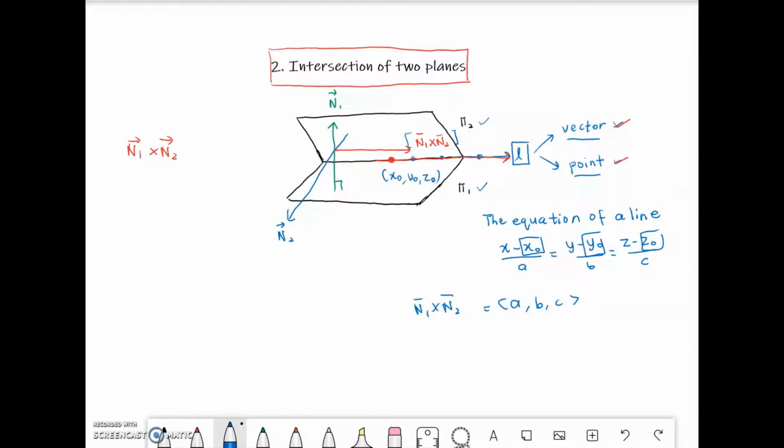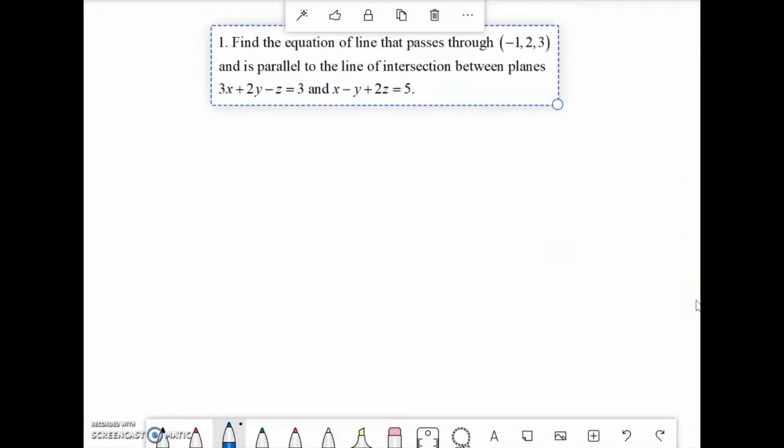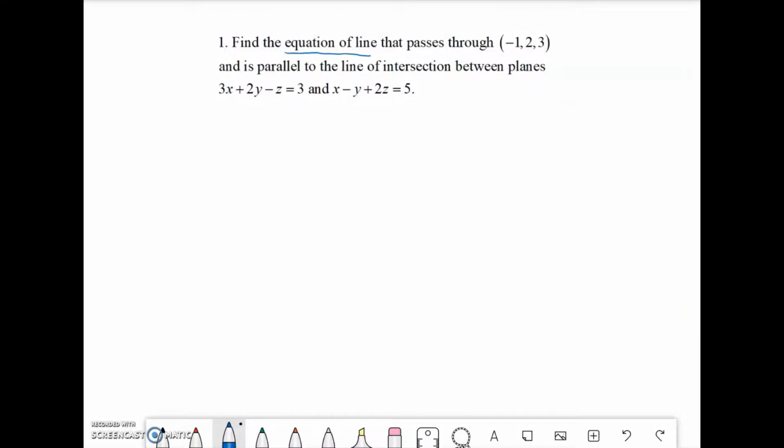So in order for you to understand more on this, let us try one example. First example: find the equation of the line that passes through the point (-1, 2, 3) and is parallel to the line of intersection between planes.